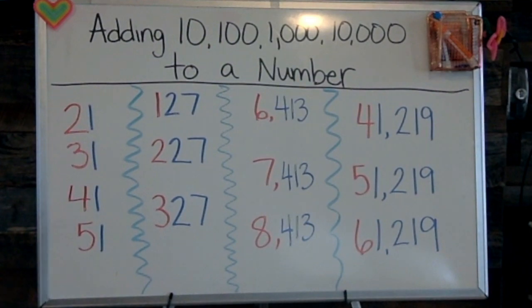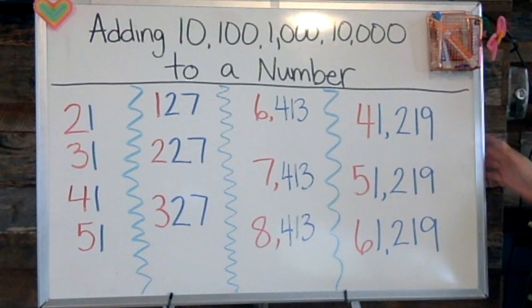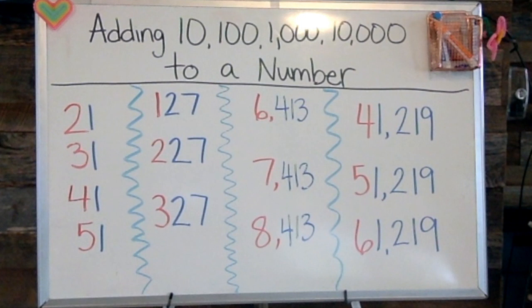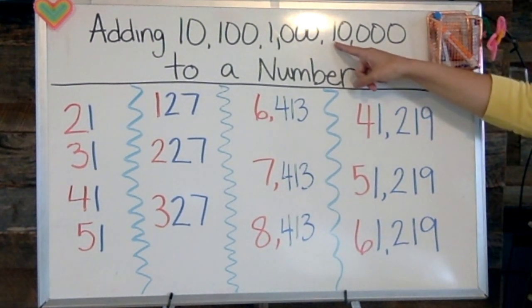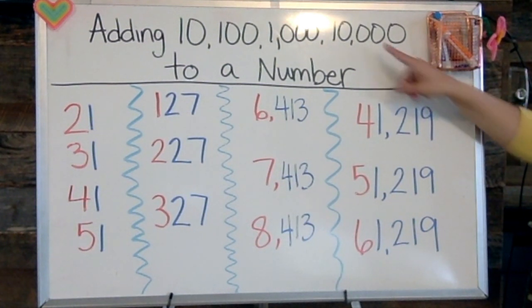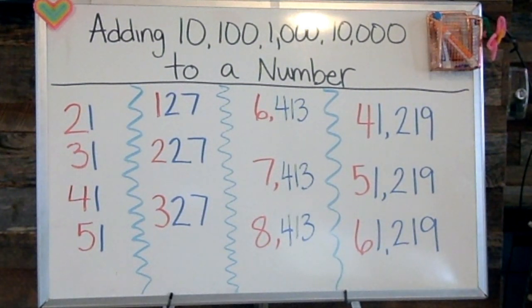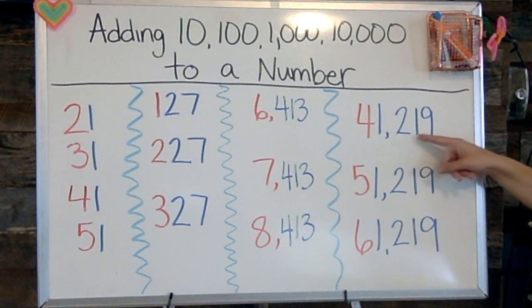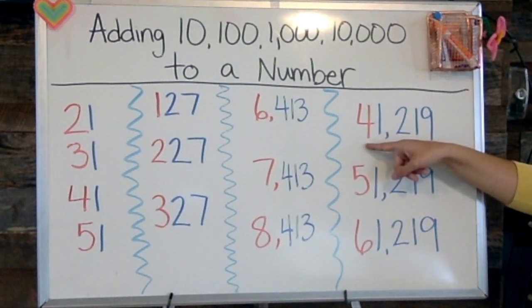Okay, same thing goes for adding 10,000 to a number. Your book is going to ask you to add 10,000 to a number. And at first you're going to think, oh my word, I can't do that. But look at what 10,000 looks like. We've got a 1 and a bunch of zeros. So we're only paying attention to the number that's in the 10,000s place. You know your place values. So we've got our ones, tens, hundreds, 1,000s, and 10,000s.